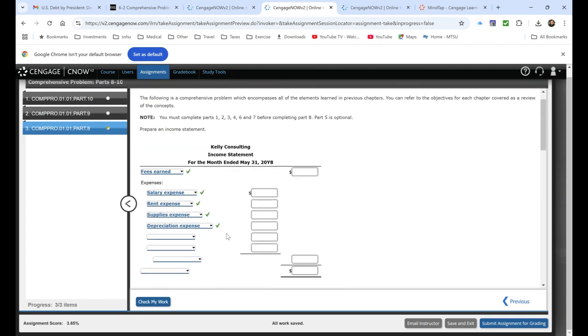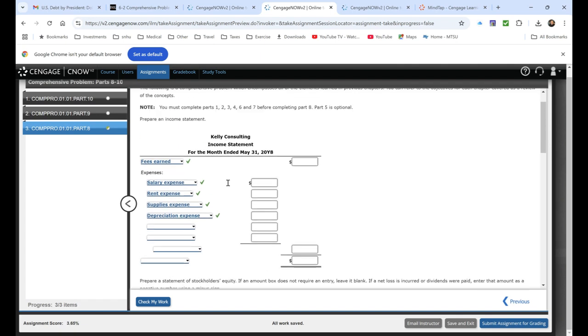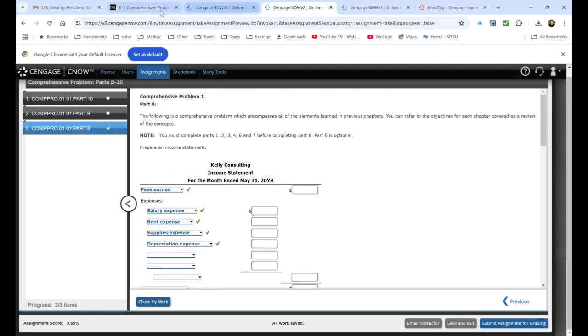Anyway, you should pretty much have the answers here and know whether what you have is correct or not. When you're through, you just submit the assignment for grading.